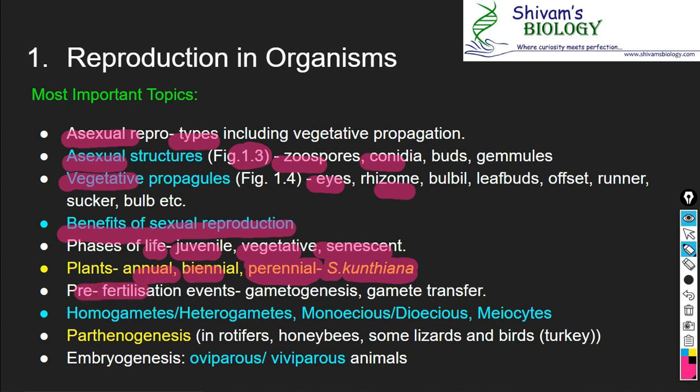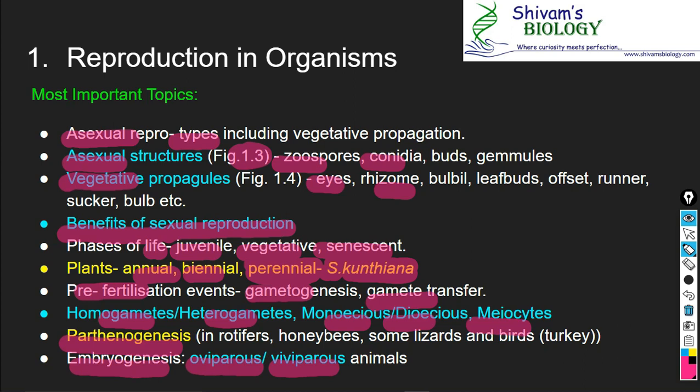Pre-fertilization events like gametogenesis, gamete transfer. Various terms like homogametes, heterogametes, monoecious and dioecious plants, meiocytes, these terms are important. After that, the concept of parthenogenesis is important and its examples also. Embryogenesis, and on its basis various animals like oviparous and viviparous animals. These are the most important topics of first chapter.